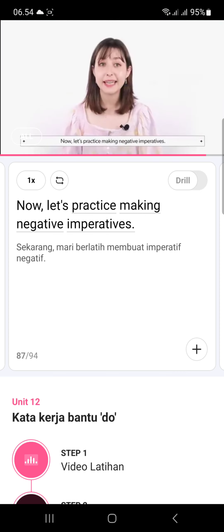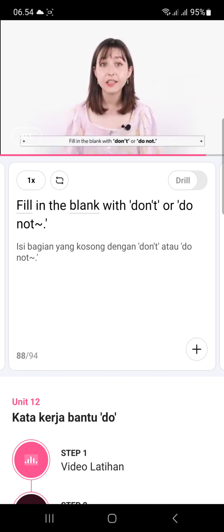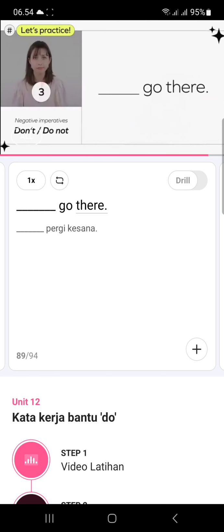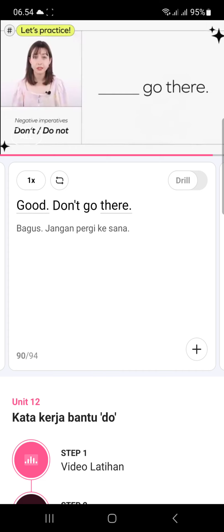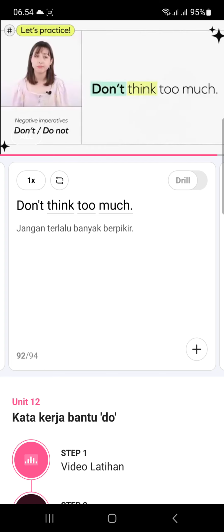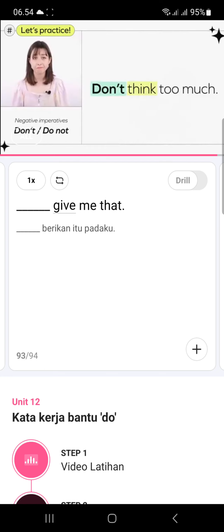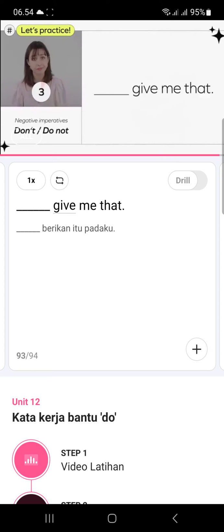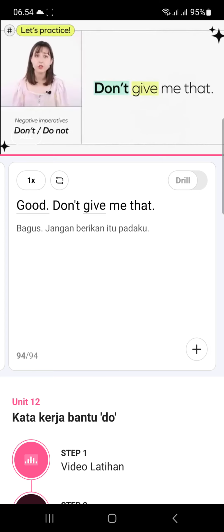Now let's practice making negative imperatives. Fill in the blank with don't or do not. Go there. Good. Don't go there. Think too much. Don't think too much. Give me that. Good. Don't give me that.